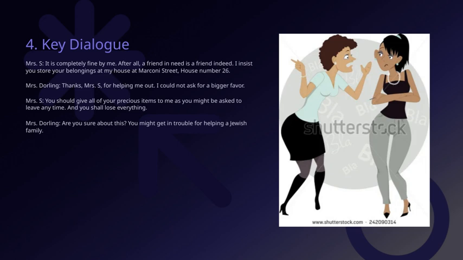She insists that Mrs. Dorling store her belongings at her house on Marconi Street, house number 26. This exchange underscores the themes of trust, friendship, and the risks involved in supporting those in danger during such a perilous period. Connecting this to the overall theme, it shows how acts of kindness and solidarity were crucial for survival, even in the face of fear and uncertainty.